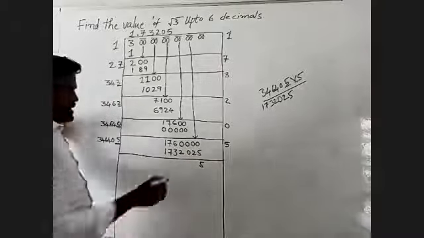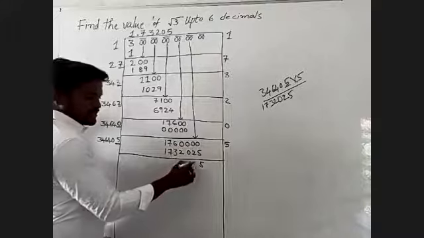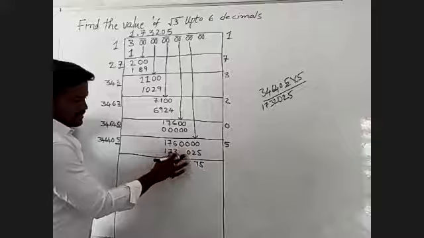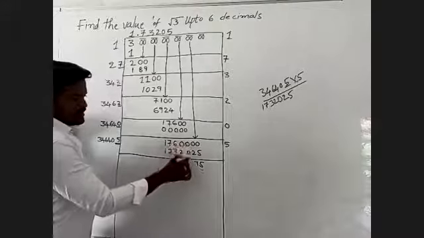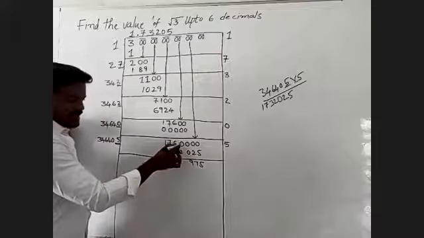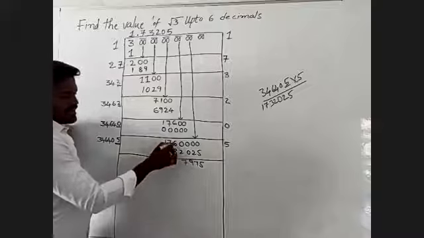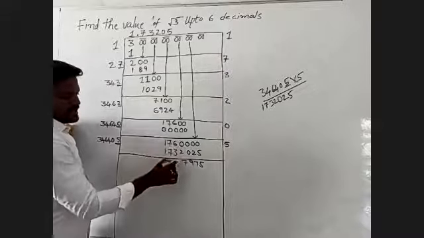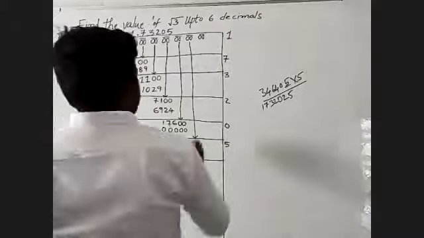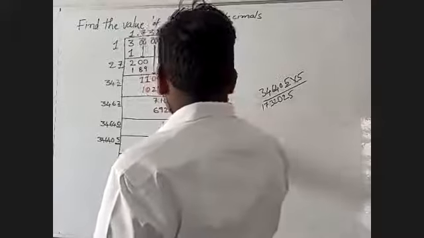After that, 9 minus 2 becomes 7. And also 9 minus 0 becomes 9. After that, 9 minus 2 becomes 7. 5 minus 3 becomes 2. That is, the given value is 27975. After that, we'll take 2 zeros.